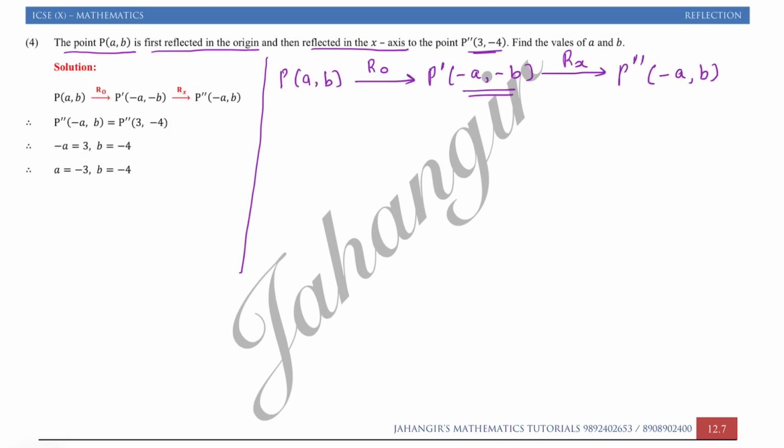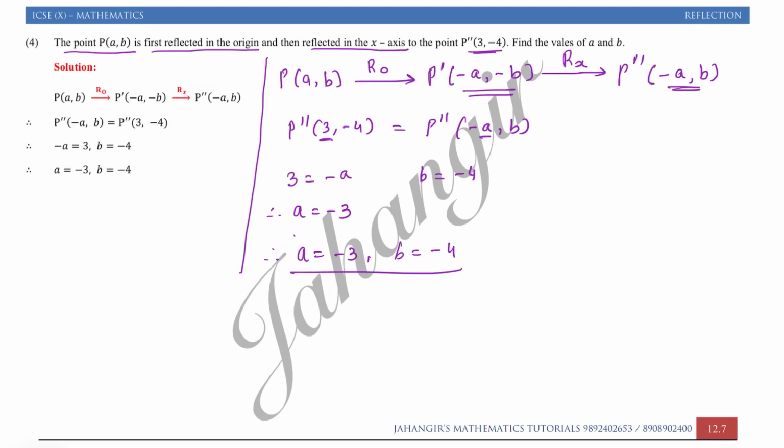Now the actual point is given as P double dash (3, minus 4). That can be compared with this final point (minus a, b). Comparing this, we can say 3 is equal to minus a, so therefore a is equal to minus 3. Then b is equal to minus 4. So the final answer you can write as a is equal to minus 3, b is equal to minus 4.